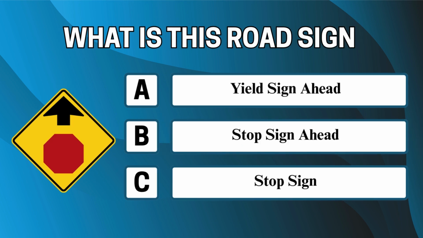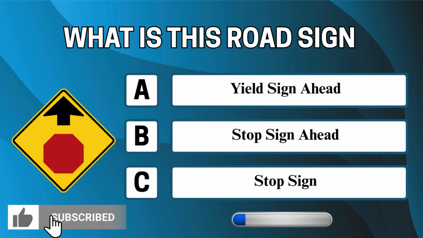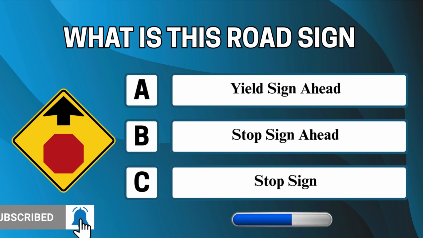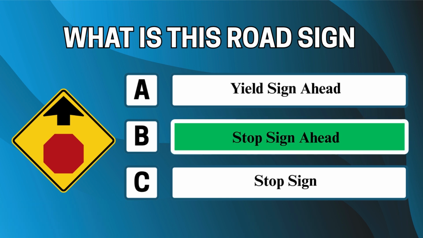What is this road sign? A. Yield sign ahead. B. Stop sign ahead. C. Stop sign. Good catch, this is the stop sign ahead sign.